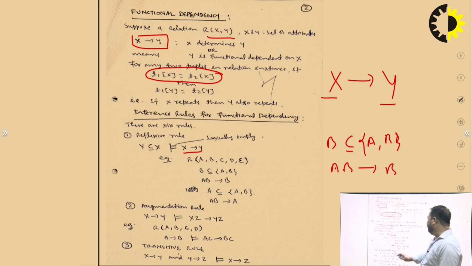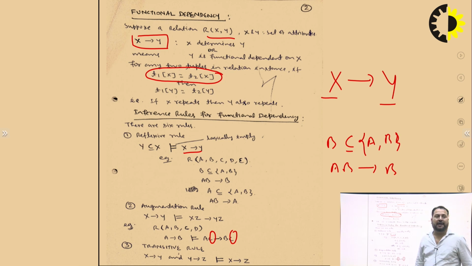What is the augmentation rule? The second inference rule is augmentation. If x determines y, then we can add some attribute which is common, the same. So by the augmentation rule, if x determines y, then we infer that xz also determines yz. For example, if a determines b, then ac also determines bc. We can add the same attribute to both sides.